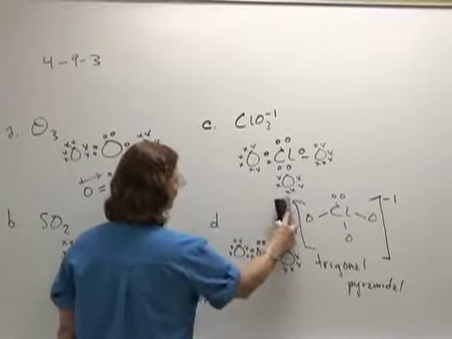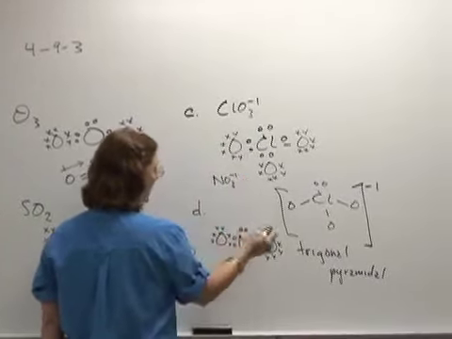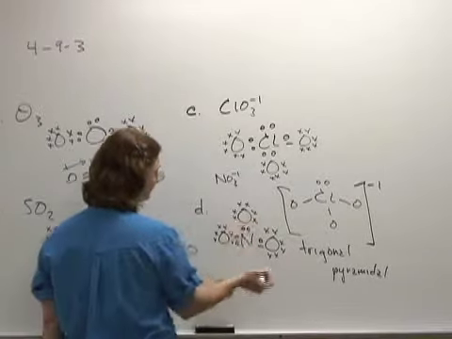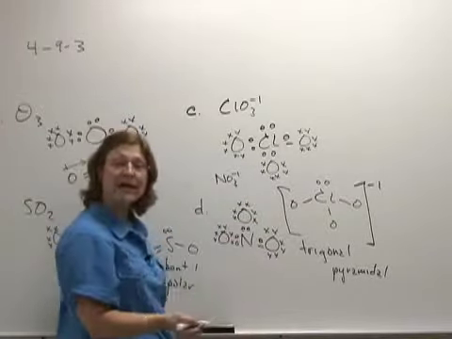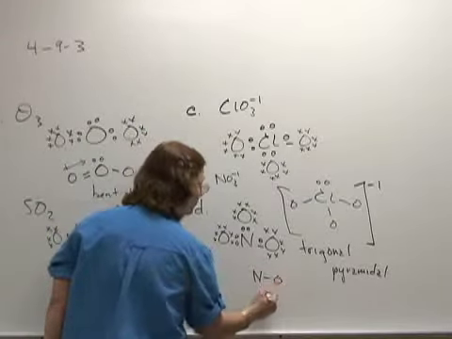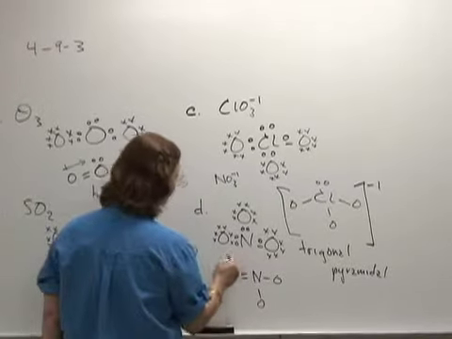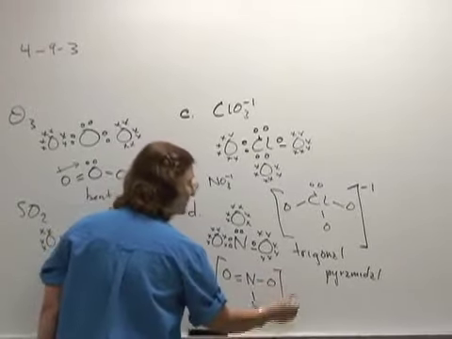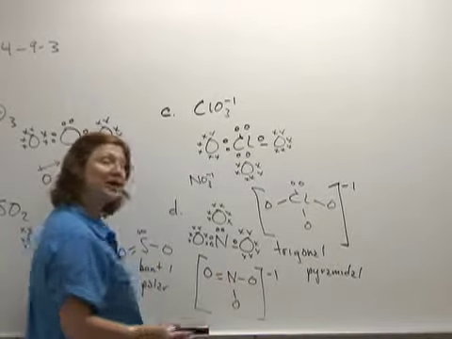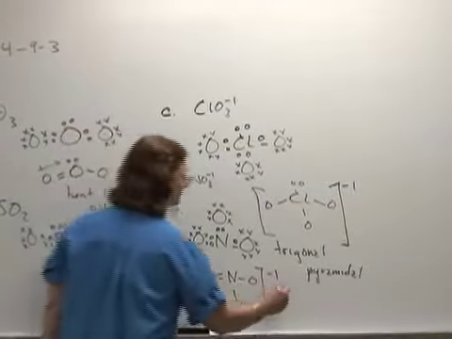And it's nitrate, and the oxygen will be here. Now we have an octet around each atom. This shape has 3 bond pairs and no lone pairs. I need the brackets because it's a charged molecule. And this shape is trigonal planar.